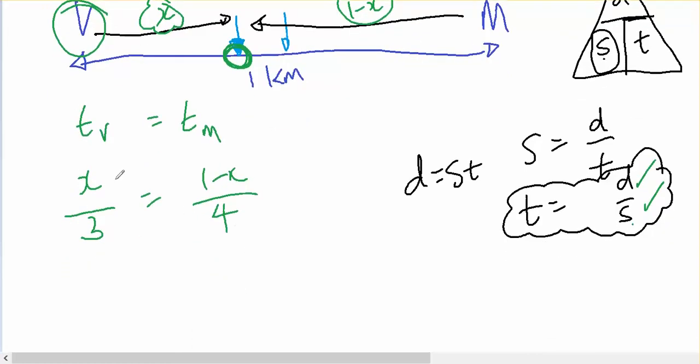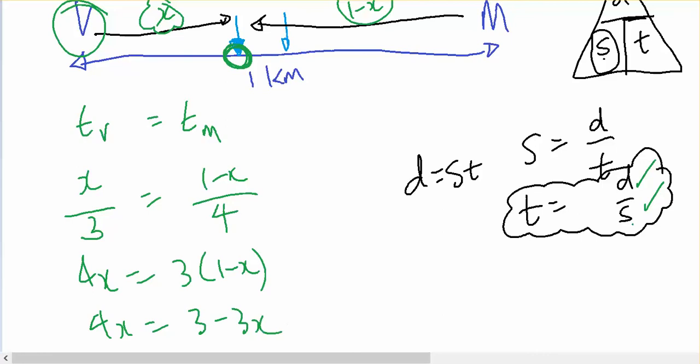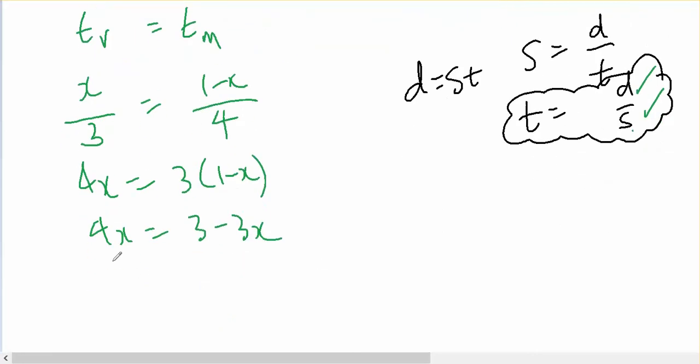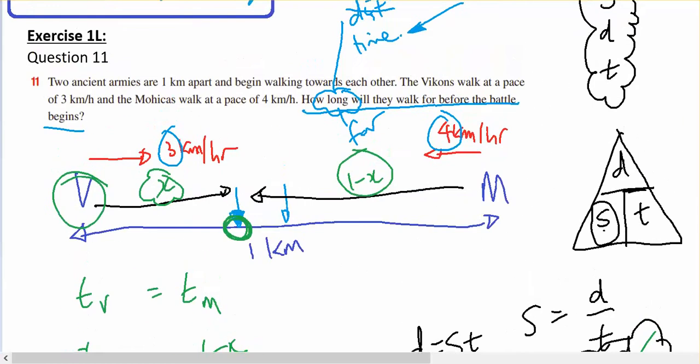So 4x should equal 3 times 1 minus x. 4x should equal 3 minus 3x. Move the 3x over, 7x equals 3, x equals 3/7. So I know that this army walks a total distance of 3/7 of a kilometre. So this one must walk 4/7 of a kilometre.